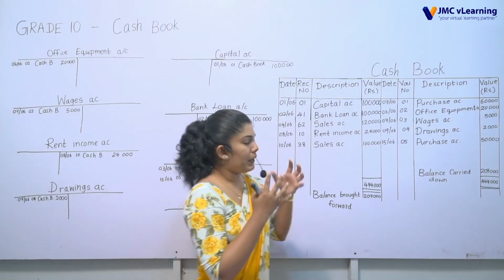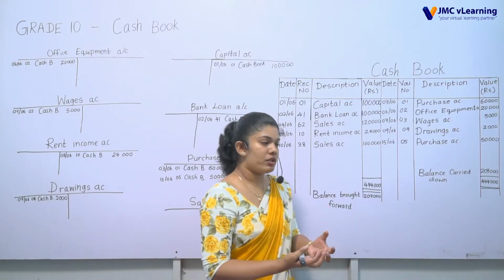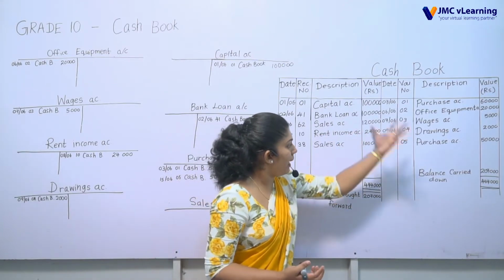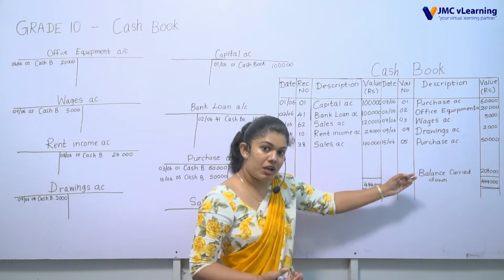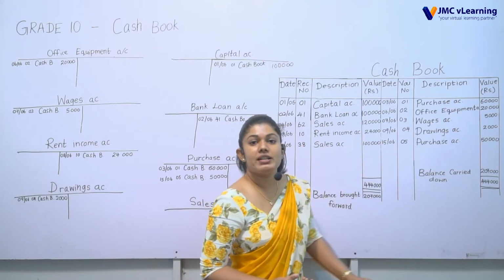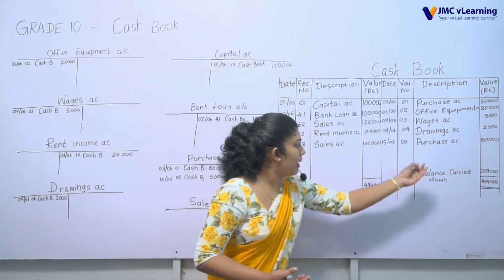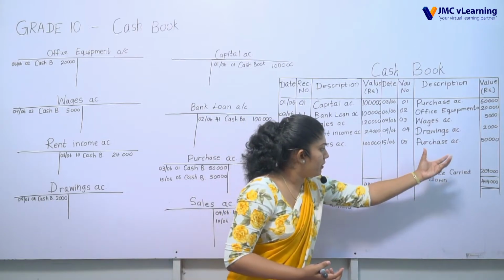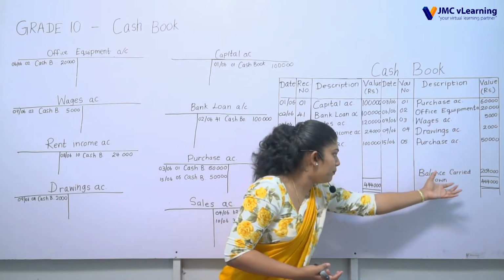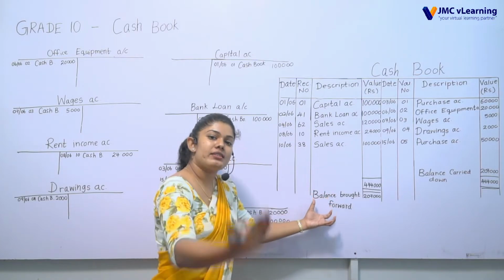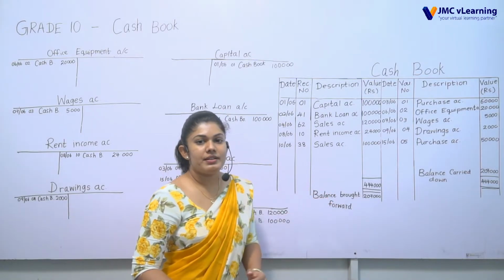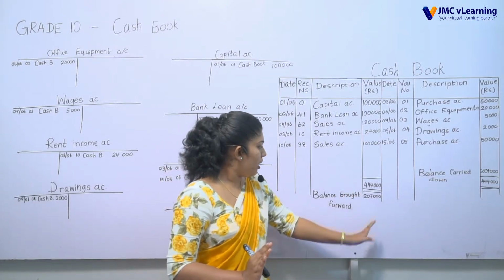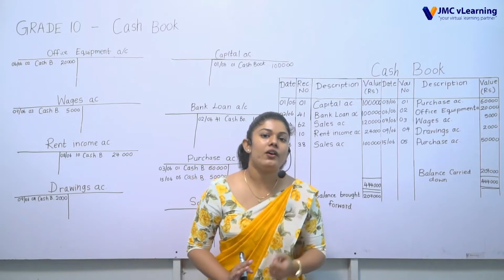We bring the remaining cash amount. We had receipts of 444,000 and we spent 137,000. Remaining is 207,000, which is the balance carried down. That means at the end of the period we had this amount and we are bringing it forward for the next accounting period. At the beginning of the next accounting period, we have 207,000 of cash in our hand.